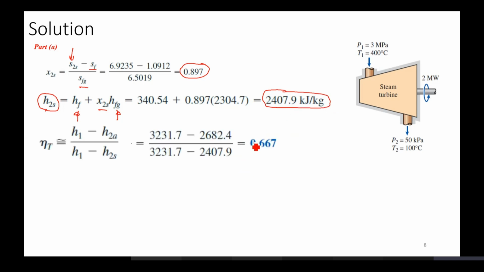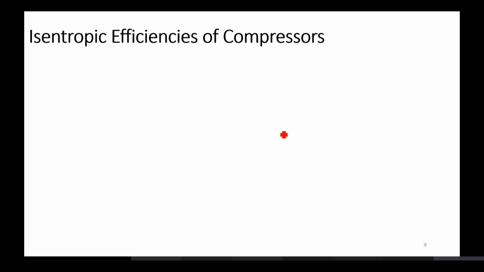You just have to plug in the three enthalpies that you have got, and this would give you the efficiency of your system to be 66.7%. Similar is the case for compressors.